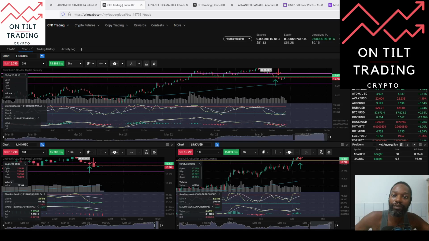This trade idea was an R4 to an R6 traverse. This blue line is the 200 exponential moving average. This is the 5-minute chart. This is the 15-minute chart. And this is the 60-minute chart.